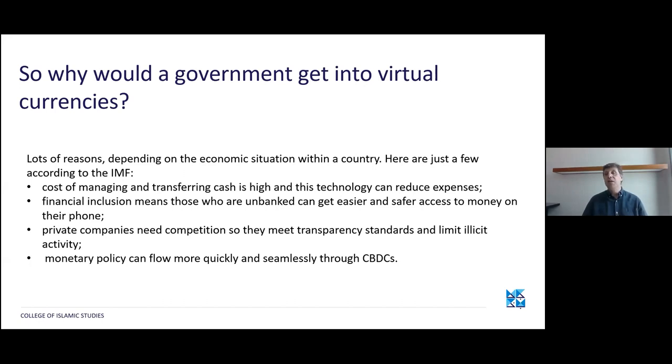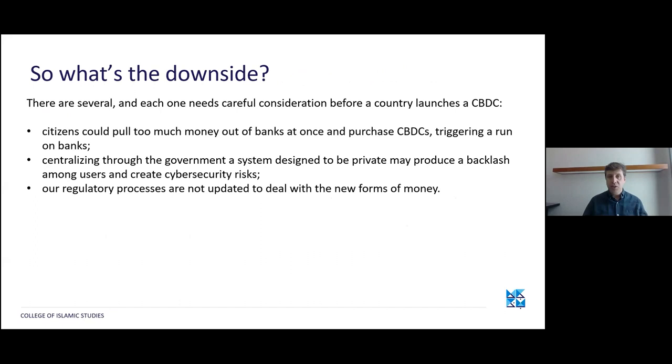Private companies need competition, so they meet the transparency standards and limit illicit activity. So there are private actors, but as I mentioned, there could be certain competition-related concerns. So still the central bank may want to enter the market, providing a regulatory role in the market. And more importantly, I believe, in addition to all these benefits, monetary policy could be much easier, and the monetary policy tools you have in central banking could be larger with central bank digital currencies.